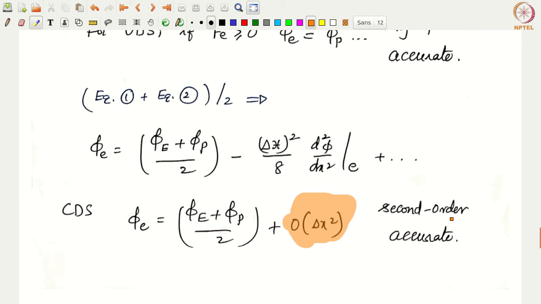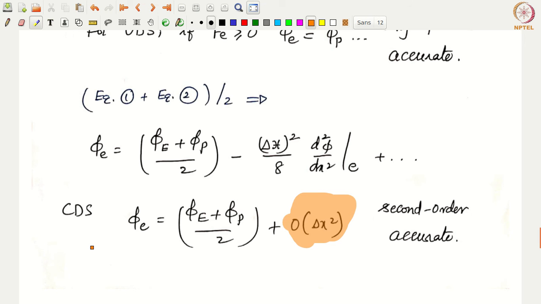mesh refinement, whereas upwind difference scheme is only first order accurate, but it has no condition. However, upwind difference schemes are very diffusive. Okay. We will also see that the central difference schemes are kind of dispersive, or basically they produce oscillations if you don't meet the Peclet number criteria.